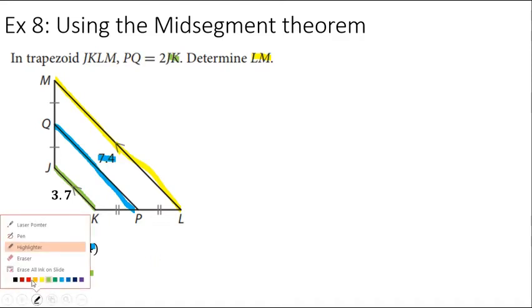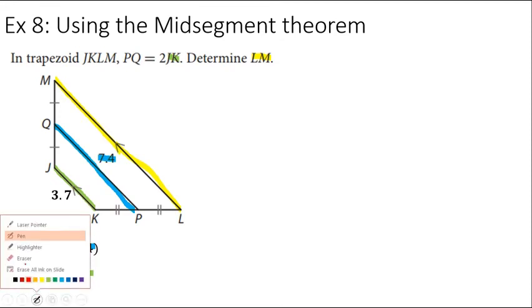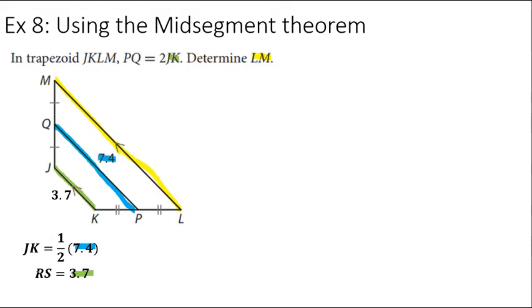Oh, okay, I made a little mistake right there. Let me change this to JK. Okay, so JK is 3.7.